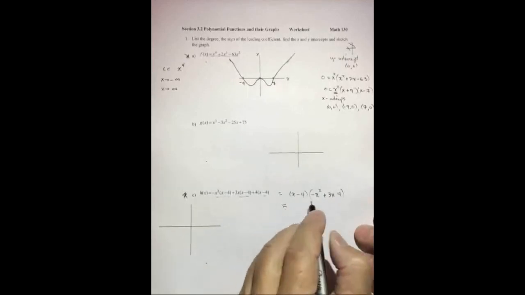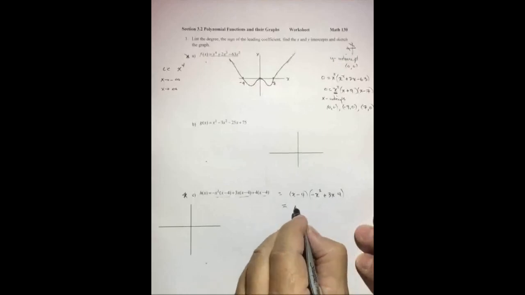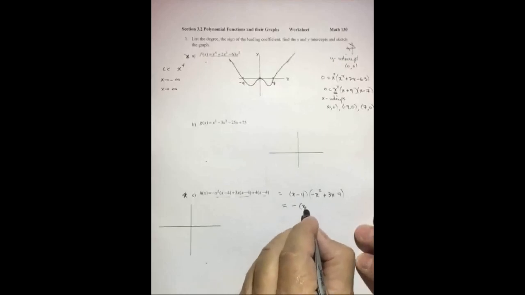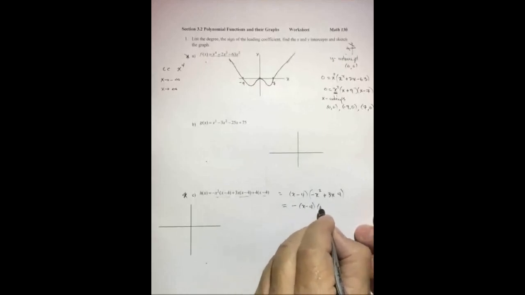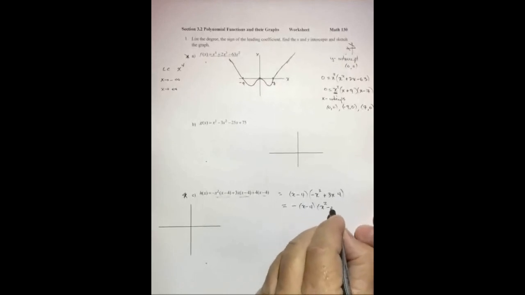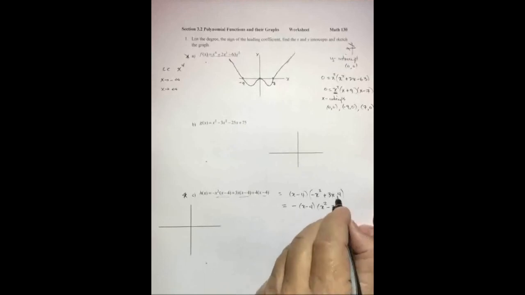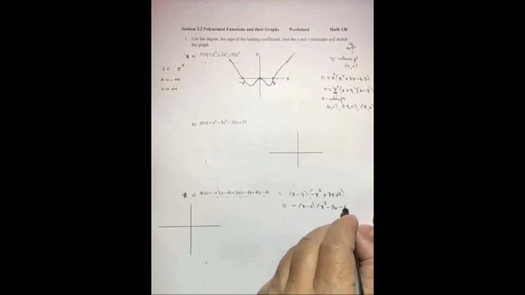Now, I want to do one other thing. I want to factor this minus out. And when I factor the negative out, it's going to be x squared minus 3x, and then minus 4.